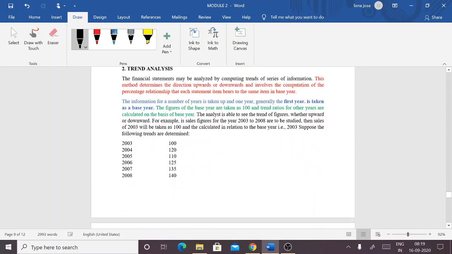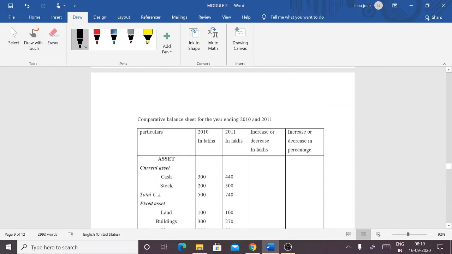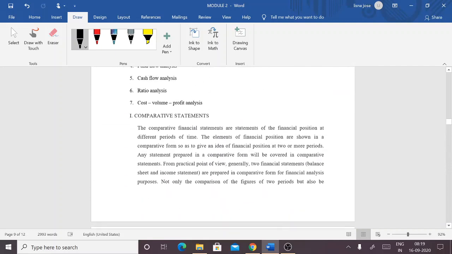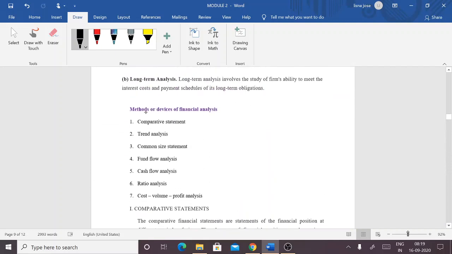Okay, now we will see another type of analysis in financial statements that we can carry out, that is the trend analysis. So comparative statement analysis is one, then the second one is the trend analysis. I hope you remember our first session, the methods or devices of financial statement analysis. There are different methods or devices.